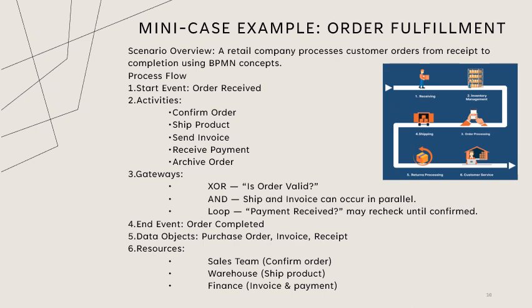The process waits for the payment confirmation. After that, it loops back if payment fails, which is a repetition pattern. When payment is received, the order is archived, marking the end event. We also model the data objects like invoice and purchase order, and resources such as the warehouse or finance department. This simple scenario integrates every concept we have discussed: events, activities, gateways, loops, data, and resources, forming a complete, logical, realistic process model. This was a small walkthrough so you can understand how to model a business process easily, just for a small concept of order confirmation.